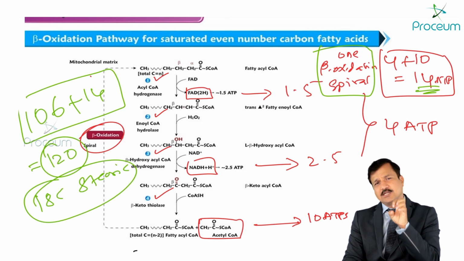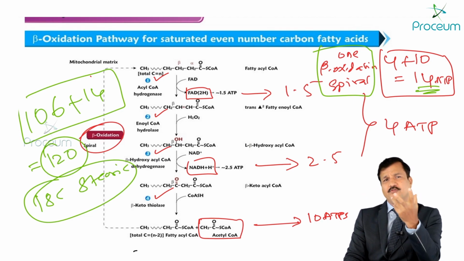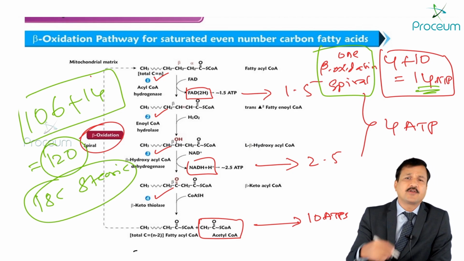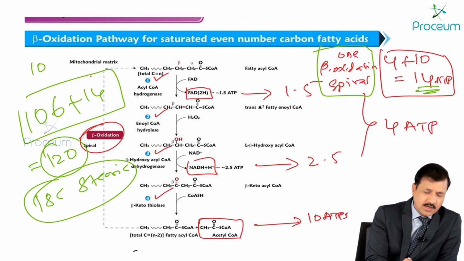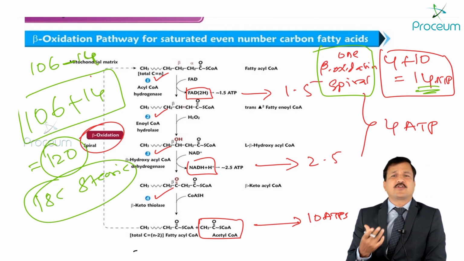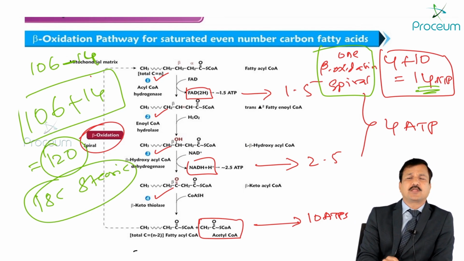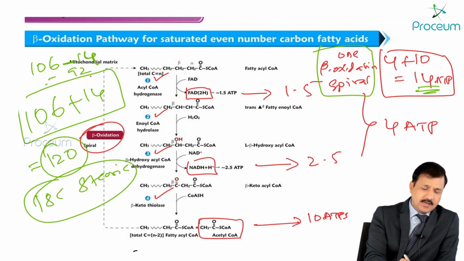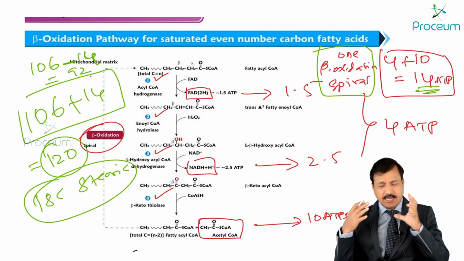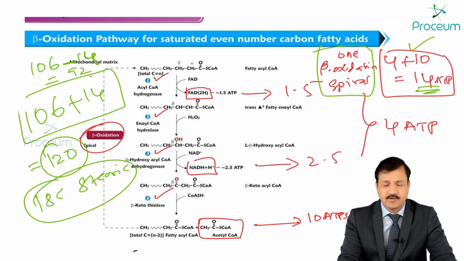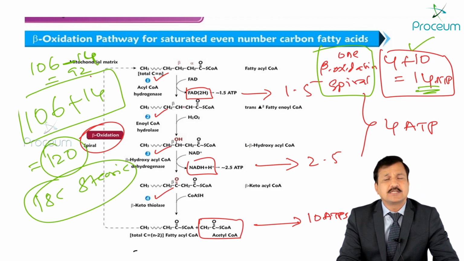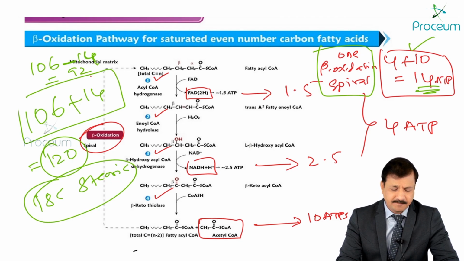Similarly, if the fatty acid asked is 14 carbon, you know that for 16 carbon it is 106. For 14 carbon, all you need to do is 106 minus 14, because one spiral is less for 14 carbon. So 106 minus 14, we get 92. 92 will be the number for 14 carbon. Like this. So that's where understanding the ATP yield from one spiral of beta oxidation of a fatty acid is necessary. That's what I was trying to say here.